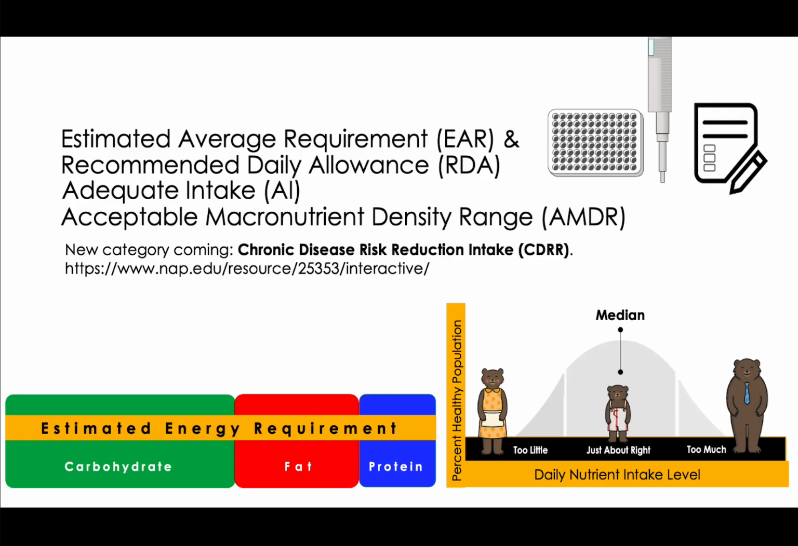Now, we know the RDA because this is what we see on our food packages. So if it says 10% of the daily value for a particular nutrient, that's coming from the RDA, 10% of the RDA. Now the adequate intake, or the AI, is another value in the report, and it's not as reliable.